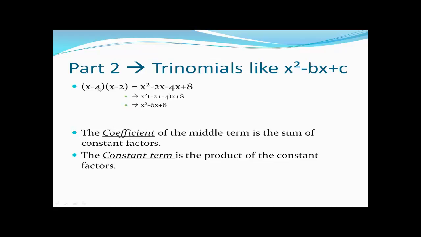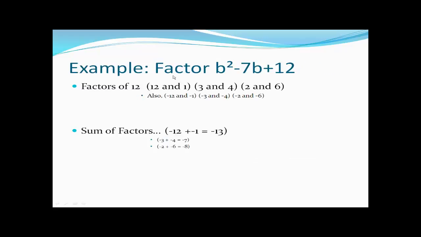Well, the coefficient of the middle term, again, is the sum of the constant factors. So negative 2 plus negative 4 gives me negative 6 for my middle term, and the constant term is the product of the constant factors. So negative 4 times negative 2 gives you positive 8. So let's factor something in the form b squared minus 7b plus 12.